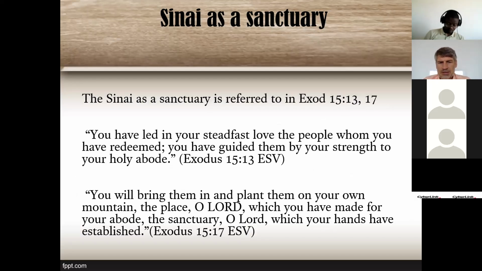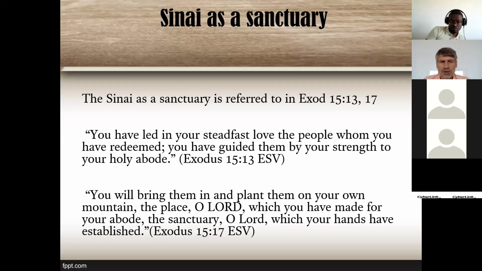So there are some other texts in the Bible that emphasize that actually the Mount of Sinai could be presented as a sanctuary. For example, in the Song of Moses in Exodus chapter 15, we can read, "You have led in your steadfast love the people whom you have redeemed. You have guided them by your strength to your holy abode." So it is clear here that God says that people were guided to the holy place. And evidently, the holy place here is the Mount Sinai.